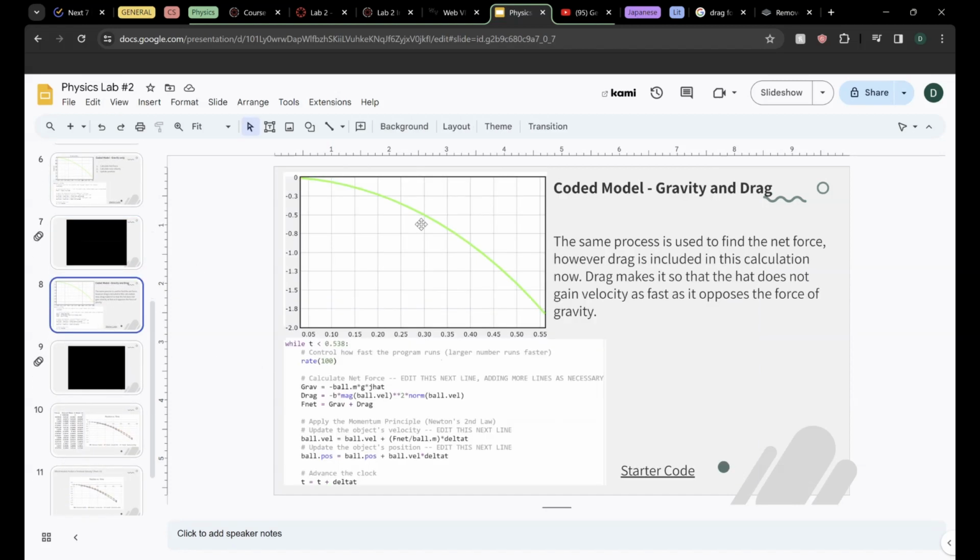So for the coded model with gravity and drag, it's basically the same process to find the net force. However, we just have to include drag. And the drag makes it so that the hat does not gain velocity as fast, as the drag force opposes gravity. So in order to add drag to the calculation, we simply put the formula in: negative b, where b is the coefficient, times mag(ball.vel) times 2 times the norm of ball.vel. And then for F net, we just add the force of gravity and the force of drag. And then the rest of it is the same.